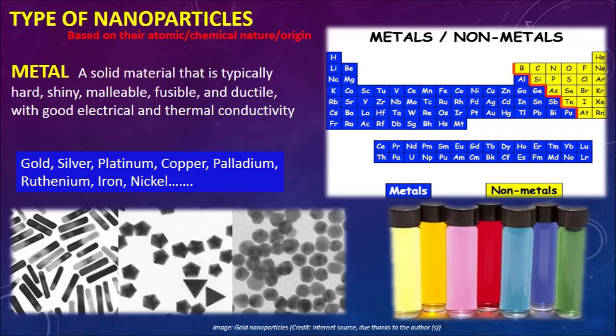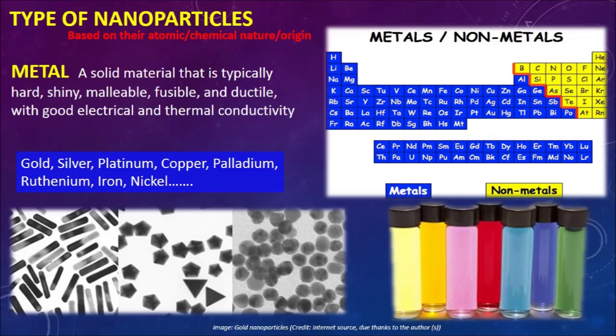So let's talk about the types of nanoparticles, and today we will talk about nanoparticles based on their atomic, chemical nature and their origin. First we will talk about metal nanoparticles. If we see the periodic table, there are several elements which are metals and some are non-metals, as you can see here. So by definition, what is a metal?